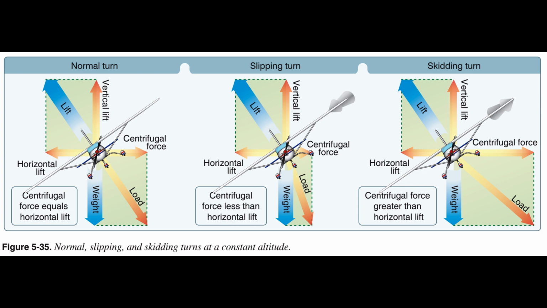A skidding turn results from an excess of centrifugal force over the horizontal lift component, pulling the aircraft toward the outside of the turn. The ROT is too great for the angle of bank. Correction of a skidding turn thus involves a reduction in the ROT, an increase in bank, or a combination of the two changes. To maintain a given ROT, the angle of bank must be varied with the airspeed. This becomes particularly important in high-speed aircraft.